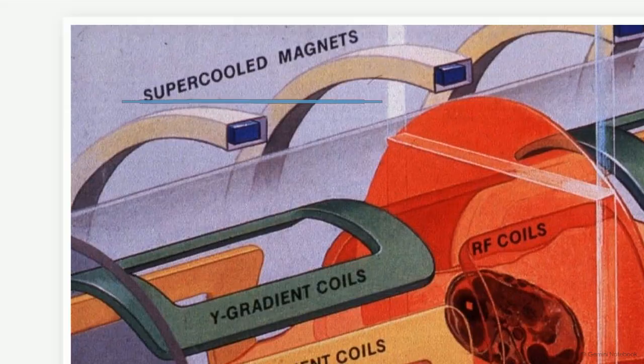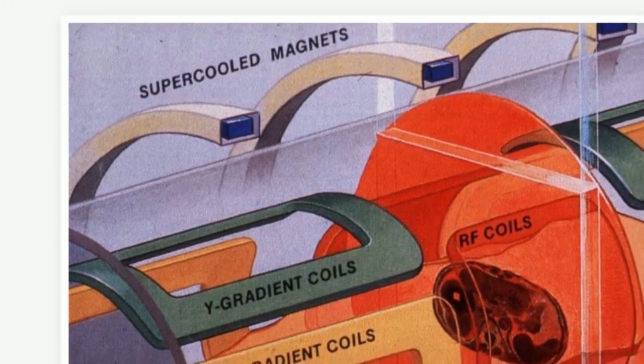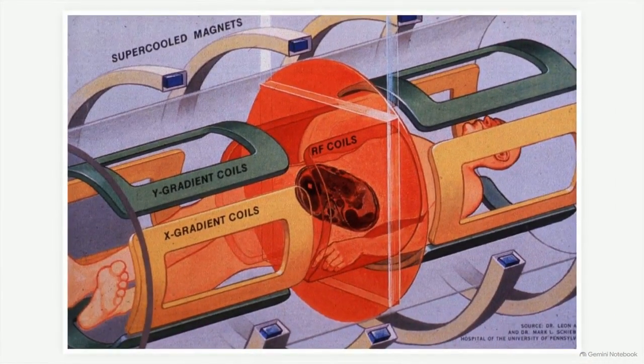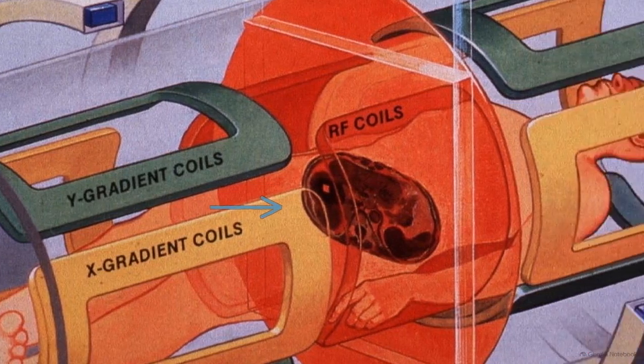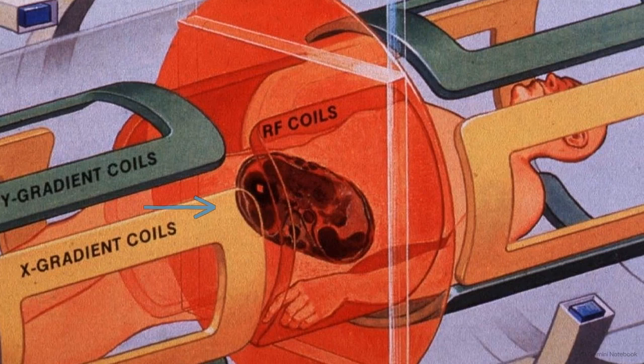The hardware architecture starts with a massive, supercooled static magnet. This generates a field thousands of times stronger than the Earth's, forcing the naturally chaotic spins of those hydrogen protons into uniform parallel alignment. Inside that main magnet are the gradient coils. By deliberately altering the magnetic field strength along the X, Y, and Z axes, the scanner mathematically encodes precise spatial localization for every single voxel of tissue.